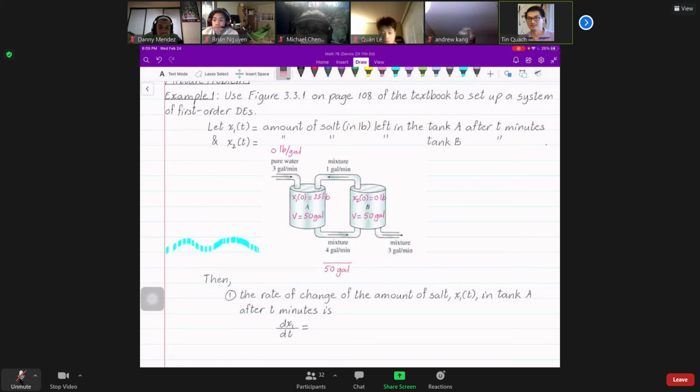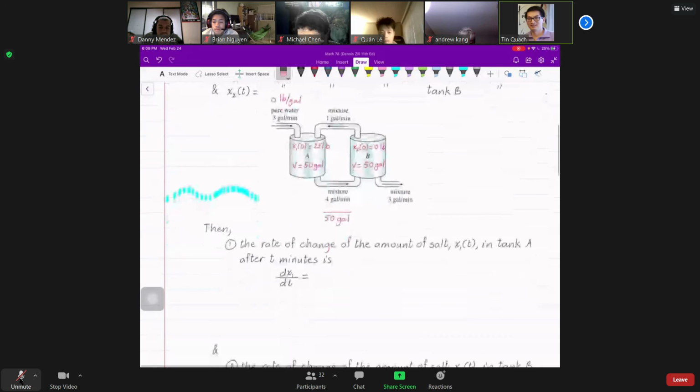So that's how we find the concentration at time t, right? So it is X sub 1 of t pounds. Okay, so that is the amount of salt in the tank at time t.